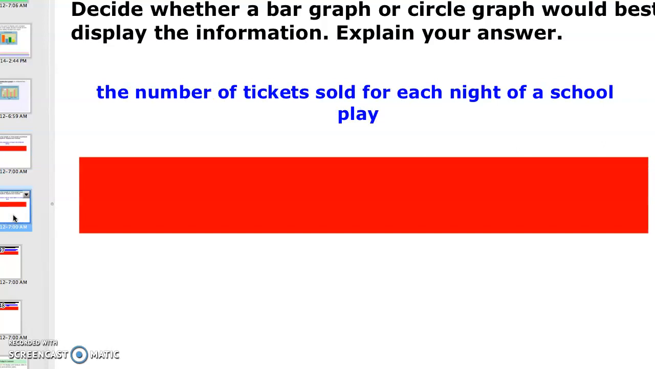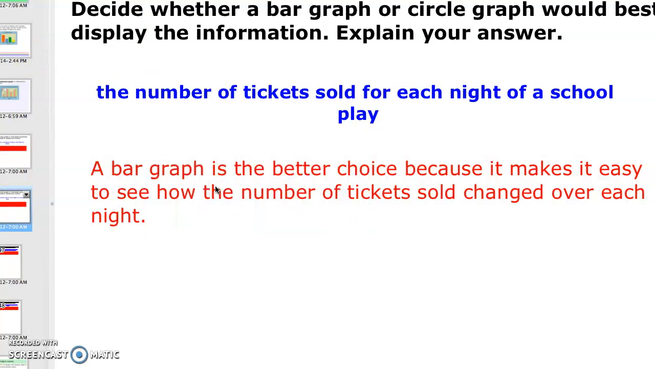This one here says the number of tickets sold for each night of a school play. Here, a bar graph is the better choice because it makes it easy to see the number of tickets sold changed over each night. So if I were to create a bar graph, it would be easily shown at the bottom. It would say Monday, Tuesday, Wednesday, Thursday, Friday, Saturday, Sunday. And then on your y-axis, you would have the number of tickets that are sold. So this is a better option to show number of tickets sold.